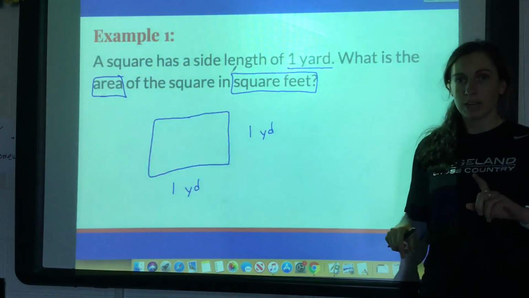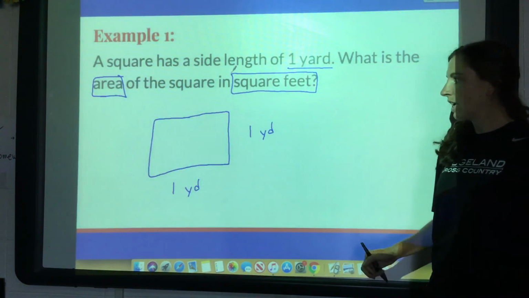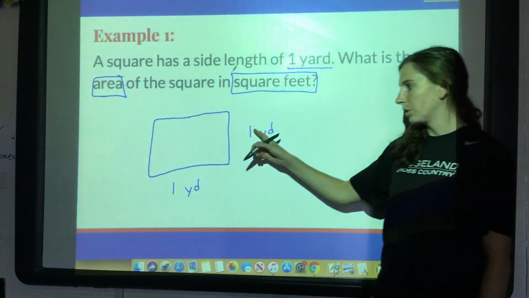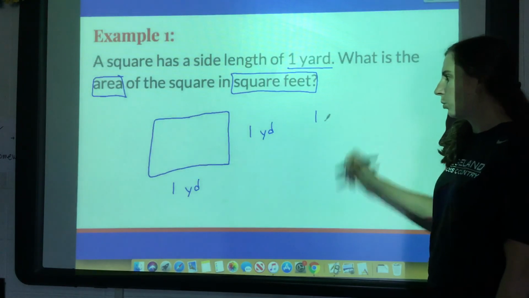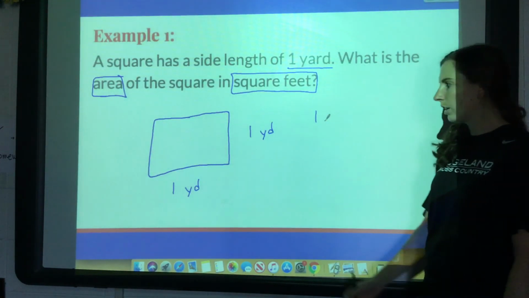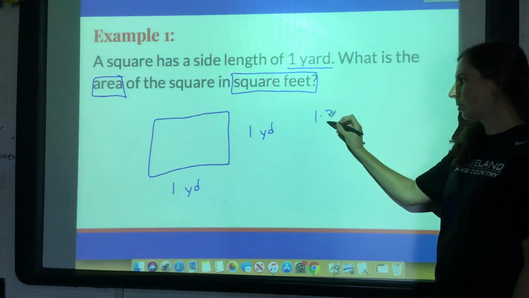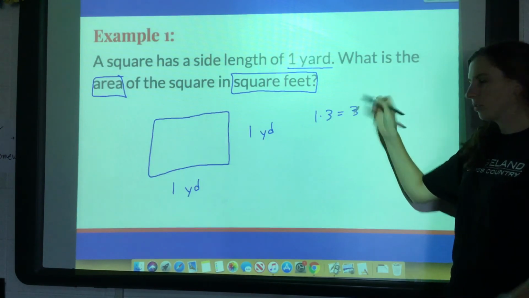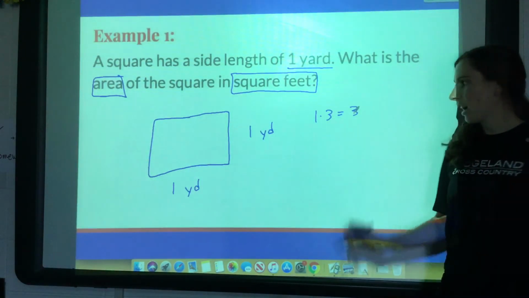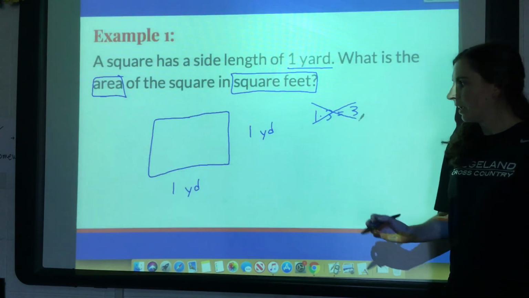Here's the wrong way to do this. This is not what you want to do. If I found the area first, I would do 1 times 1, which is 1, and then I'd be like, oh, there's 3 feet in a yard, so let's just multiply that by 3 and get 3, and that's my answer. That is incorrect. Don't do that.